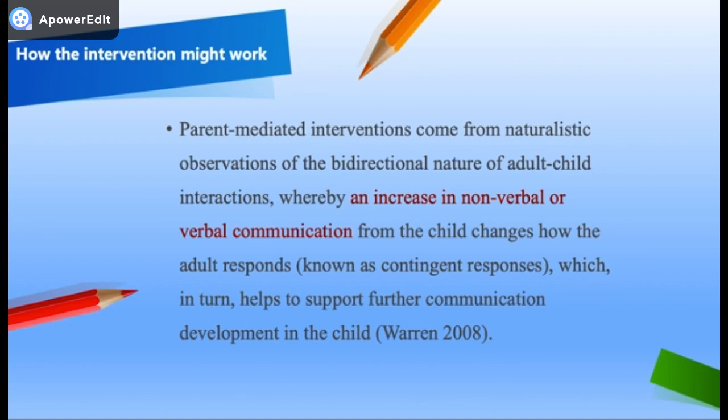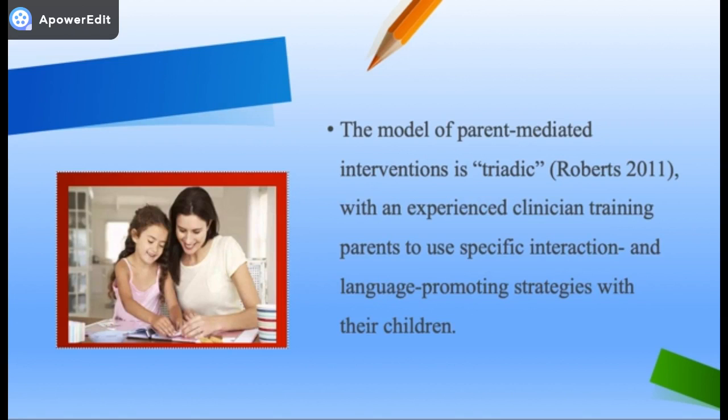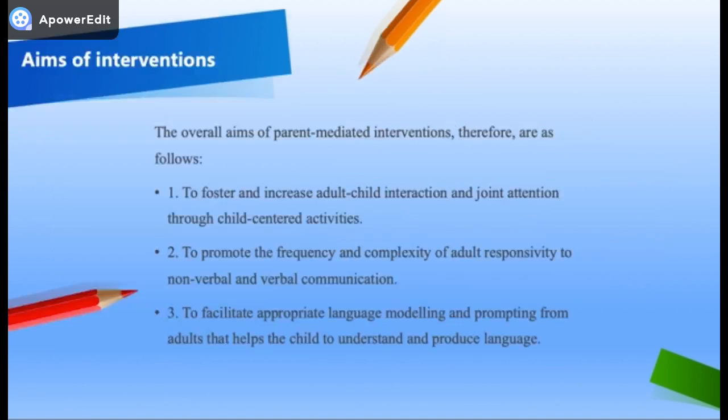The model of parent-mediated interventions is triadic, with an experienced clinician training parents to use specific interaction and language-promoting strategies with their children. The overall aims of parent-mediated interventions: first, to foster and increase adult-child interaction and joint attention through child-centered activities. Second, to promote the frequency and complexity of adult responsivity to nonverbal and verbal communication. The last is to facilitate language modeling and prompting from adults that helps the child to understand and produce language.